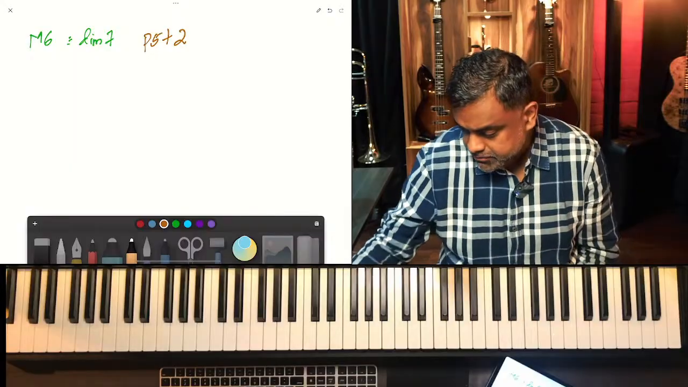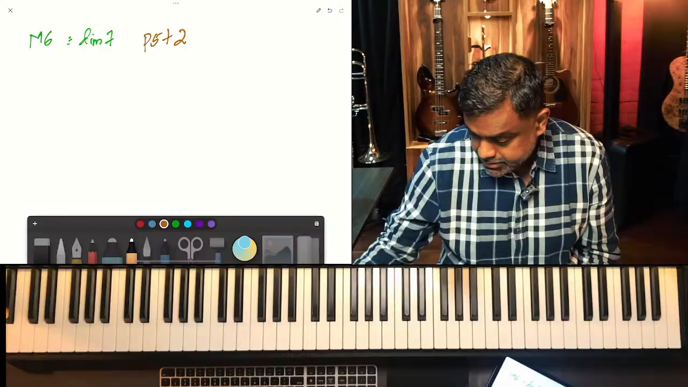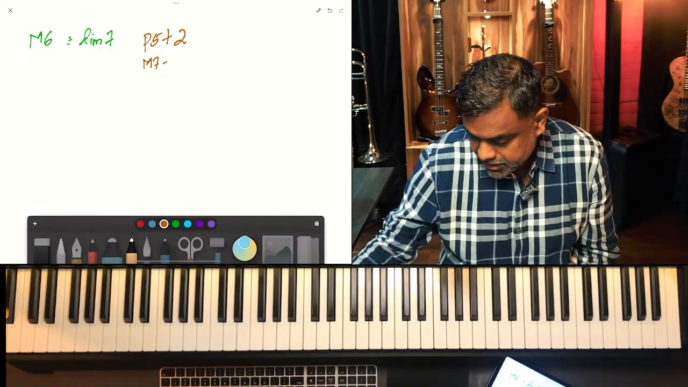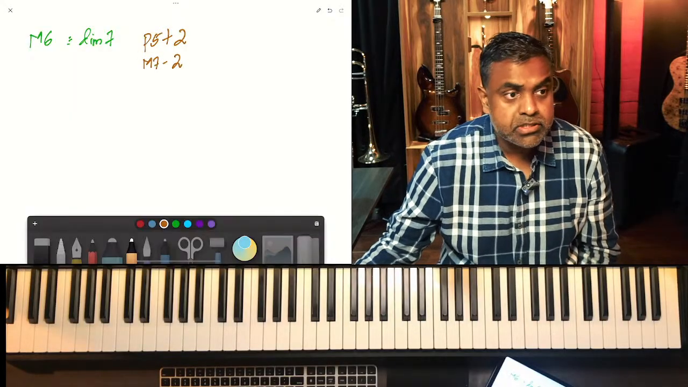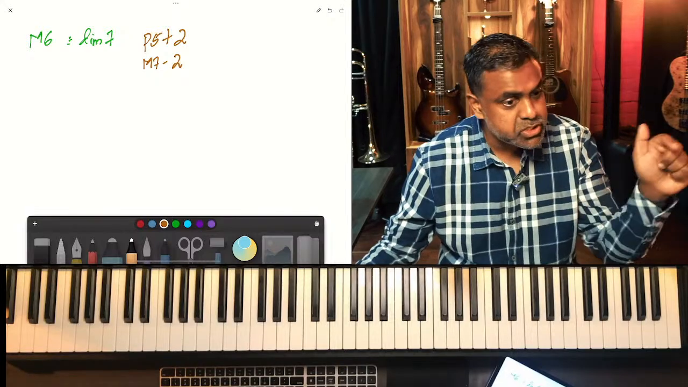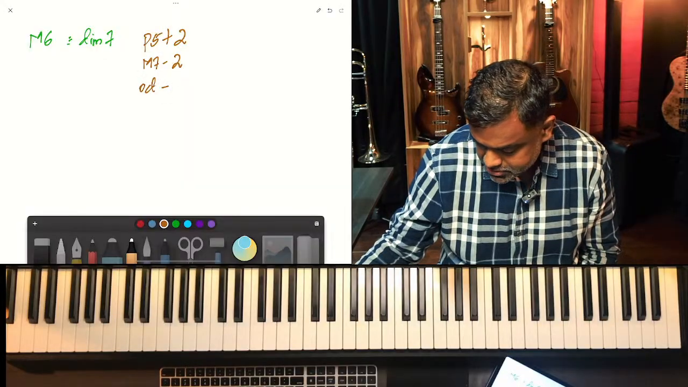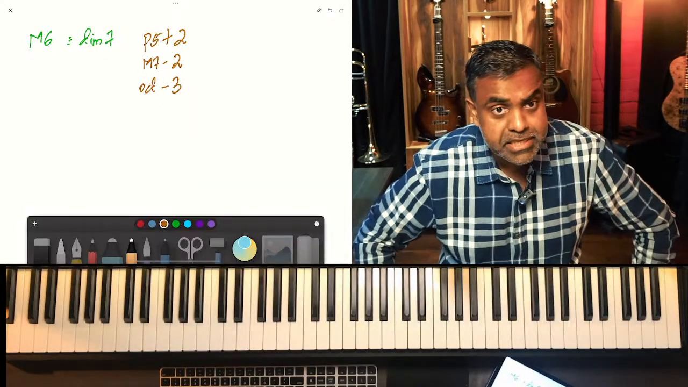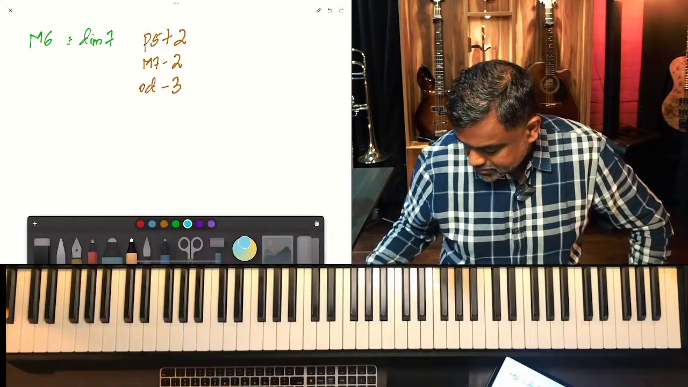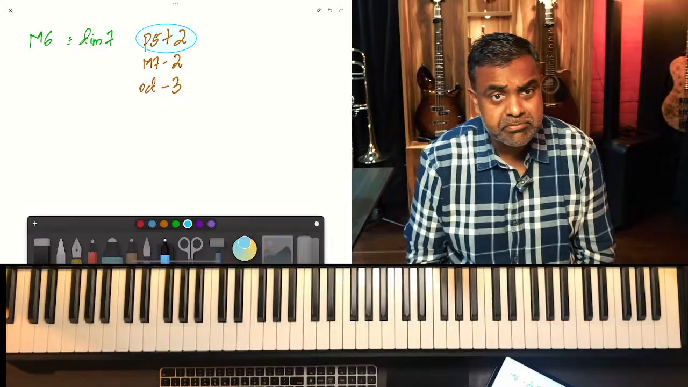A diminished seventh, if you know the major seventh, hopefully you do, will be major seventh minus 2, because major seventh minus 1, I told you, is minor. Then you minus 2 from there, you will get diminished. Or if you really want, octave minus 3. But I would like to go for this one, at least to start off with: perfect fifth plus 2.